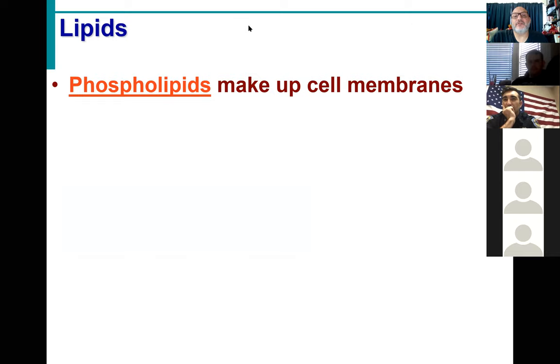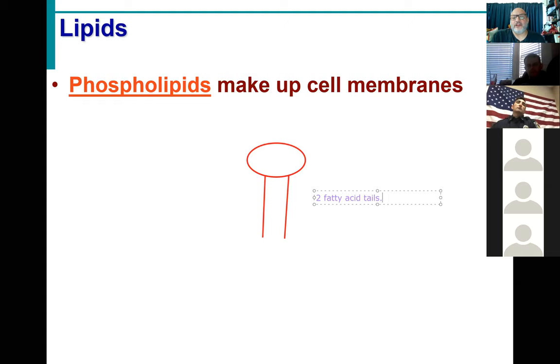A phospholipid also has a head region like the triglyceride and fatty acid tails like the triglyceride, but the difference is that a phospholipid only has two fatty acid tails. It's the easiest way to tell it apart from a triglyceride. But there's something else really important about it. As we expect, these fatty acid tails are nonpolar, or again, we could say they're hydrophobic.